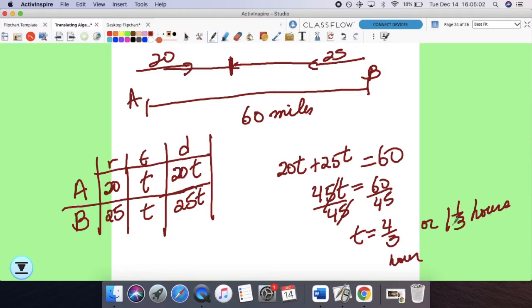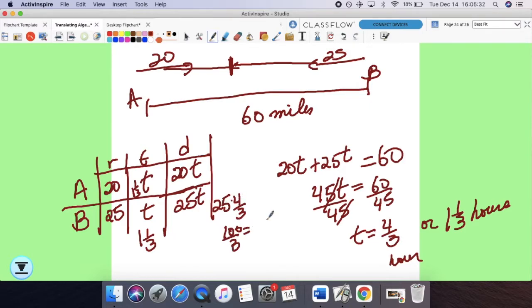Now, we're going to take that and plug it in here. So again, both cars drove for the same amount of time. I'm going to write 1 1/3 here and 1 1/3 here. So they both drove for 1 1/3 hours. Now, if you want to find the distance, just to check to see how far each car traveled, in this case, we're going to multiply 25 times T, but instead of 1 1/3, I'm going to use the improper fraction version. 25 times 4 is 100, divided by 3.